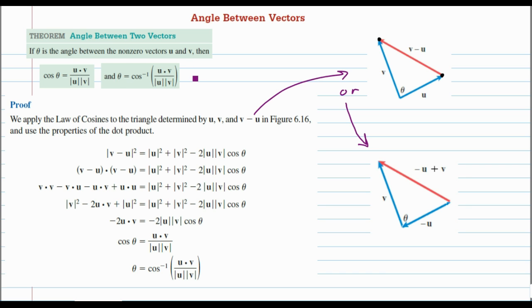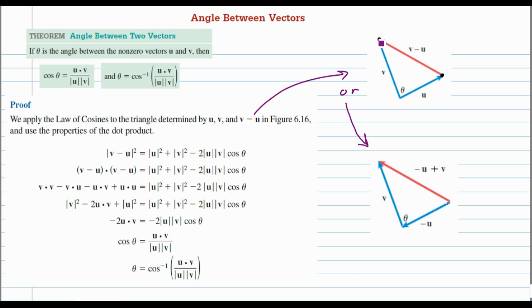Now that seems pretty far-fetched. I mean, how do they even get that? Did somebody just stay up at night and go, poof, I've got it? Well, here's the theorem. It says we apply the law of cosines to the triangle determined by u, v, and v minus u. So here's u, here's v, and here's v minus u.